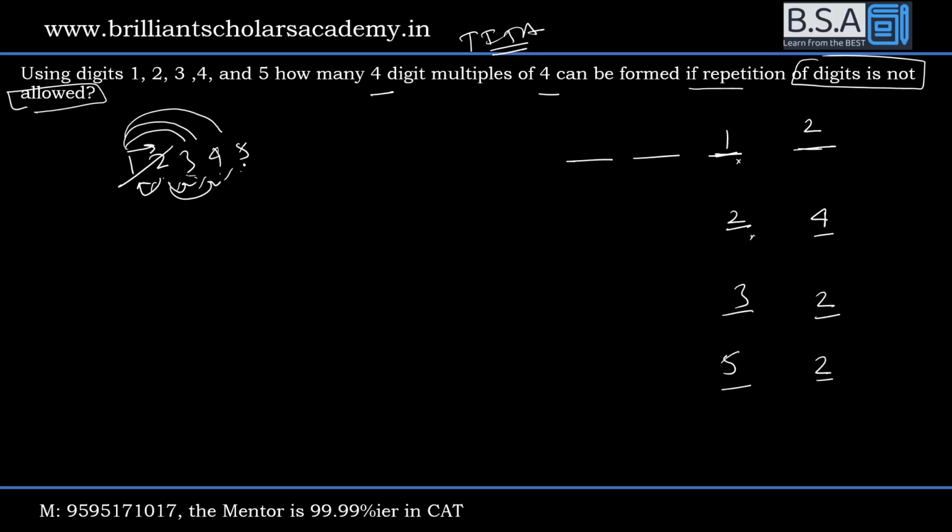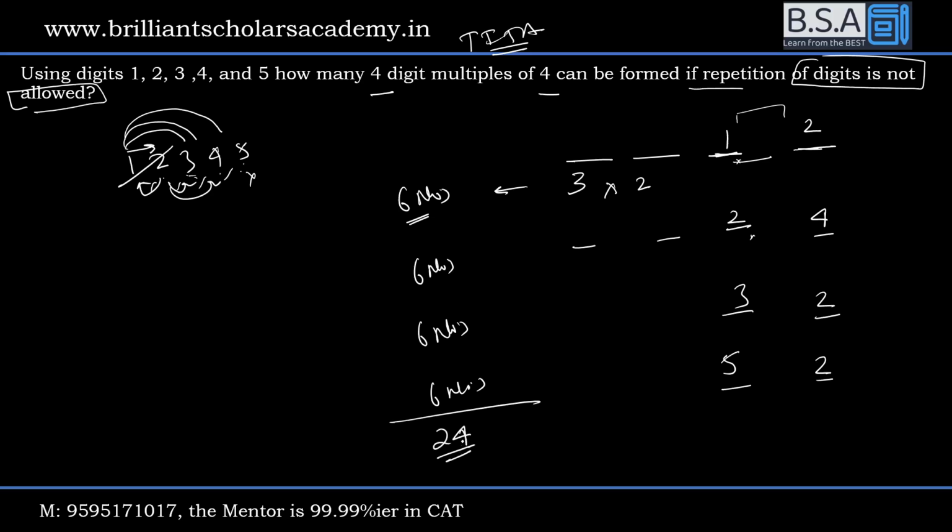Now any one of these three can come here, then any two can come here. So the numbers ending with 12 number 6. 6 numbers have 12 in the end. Similarly, by the same logic, there will be 6 numbers here ending with 32, and 6 numbers here. So how many numbers will be there? 24 numbers, which are multiples of 4 out of the digits 1, 2, 3, 4, 5.